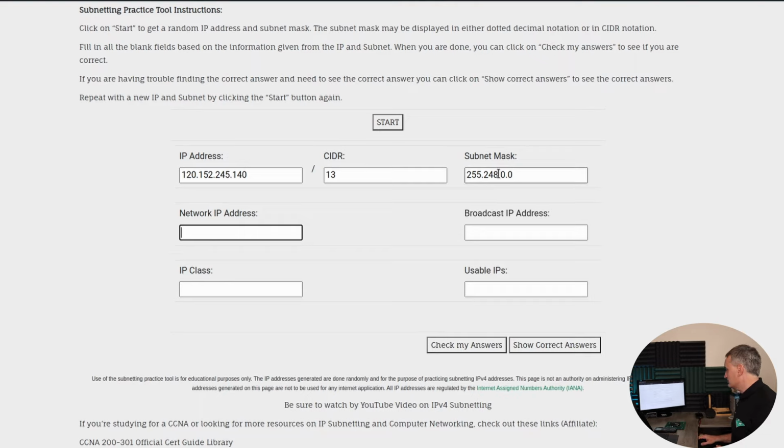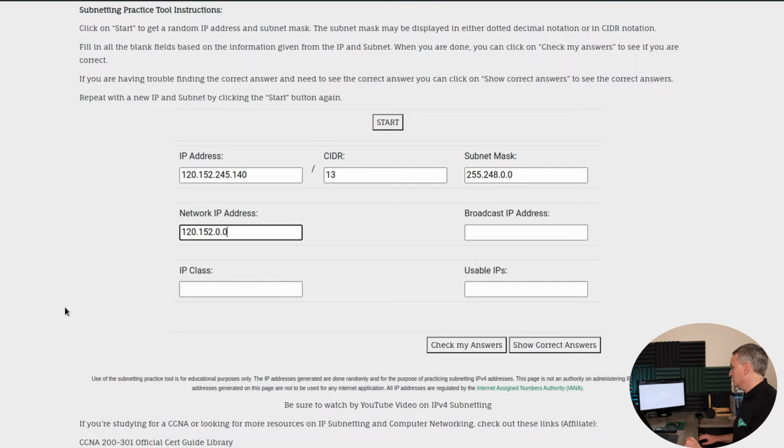Okay. The network IP address, all right, so first of all, what we're going to look at is when the octet is going by 248, that means that particular octet on the IP address is going to jump by 8 on the IP address subnet. So we're going to start off, of course, with 120. And we need to figure out the nearest multiple of 8. I happen to know that 160 is a multiple of 8. So 160 minus 8 is going to give us 152.